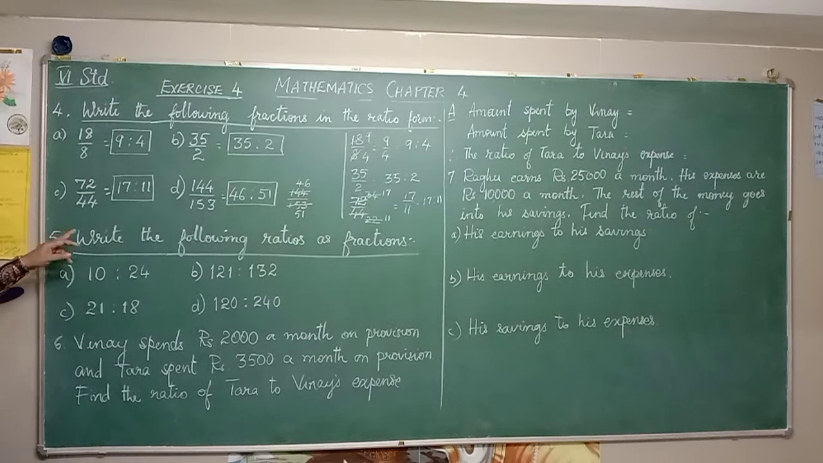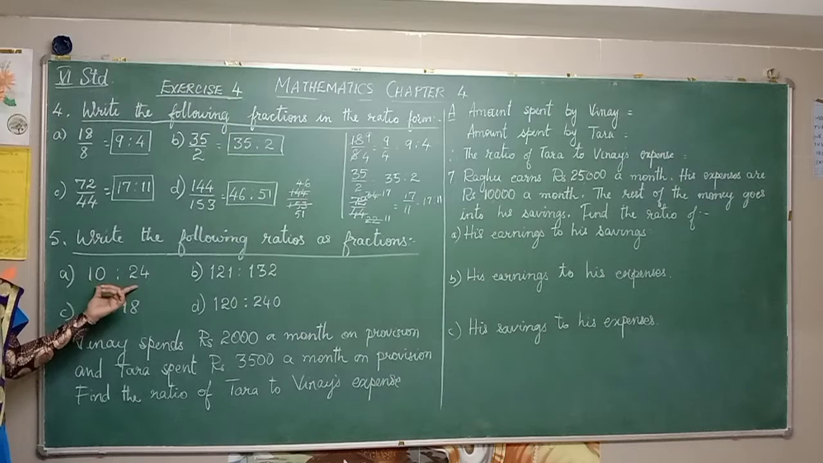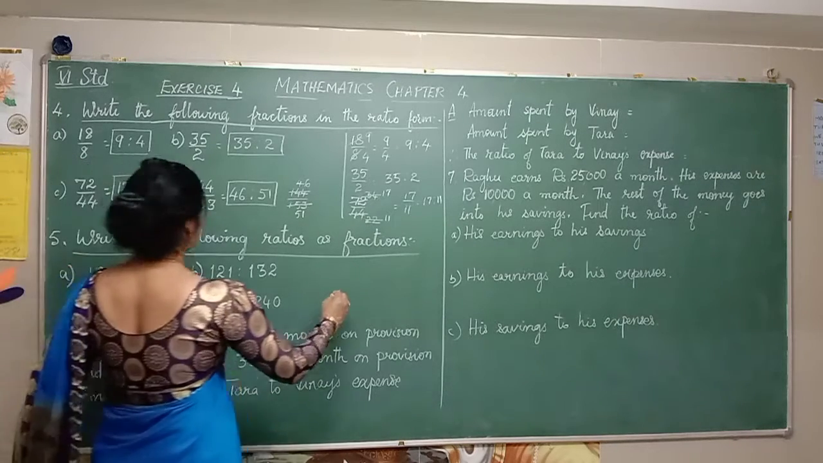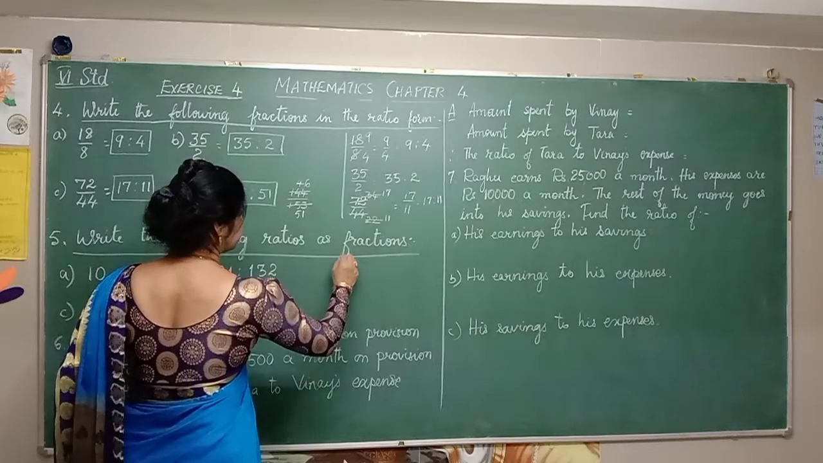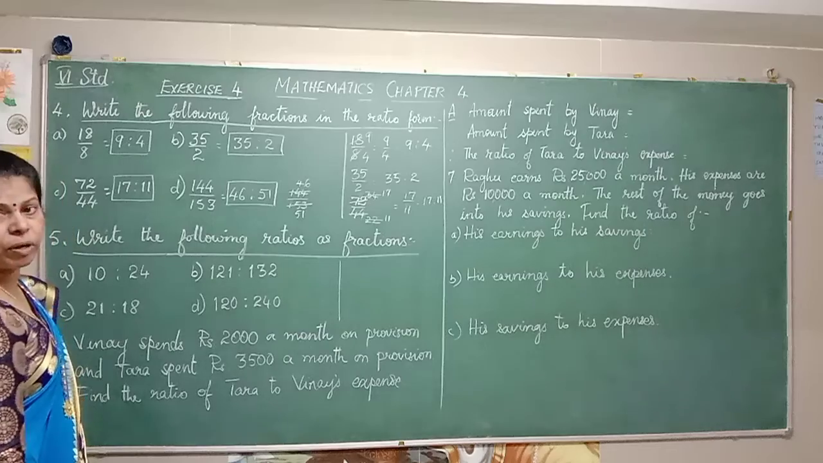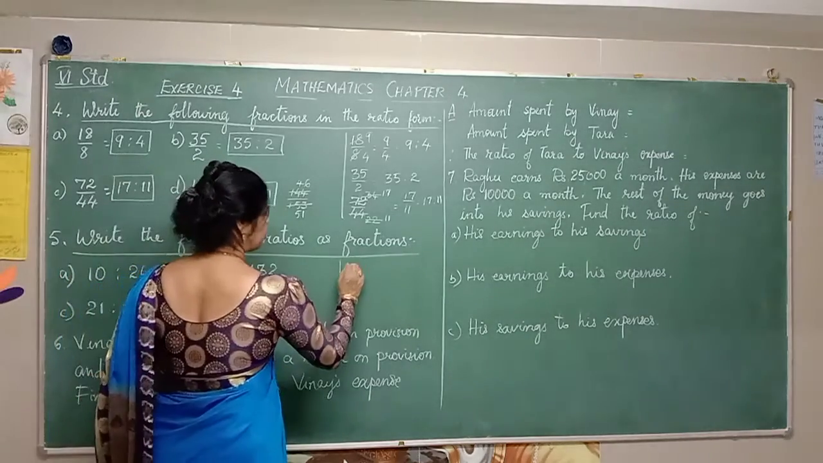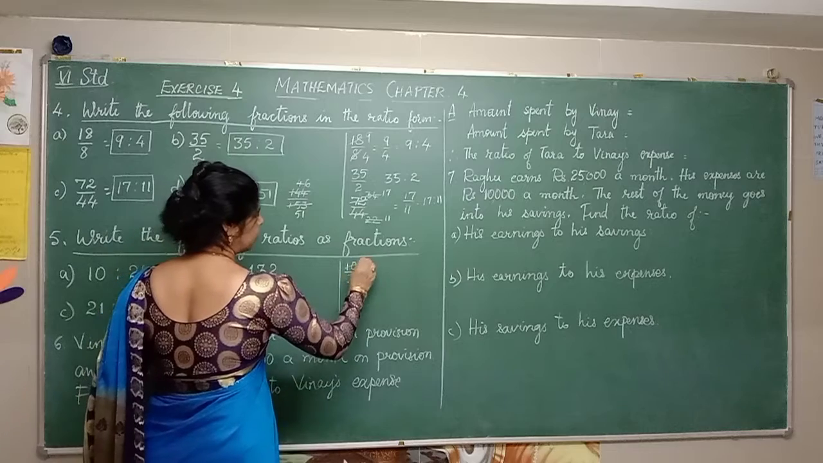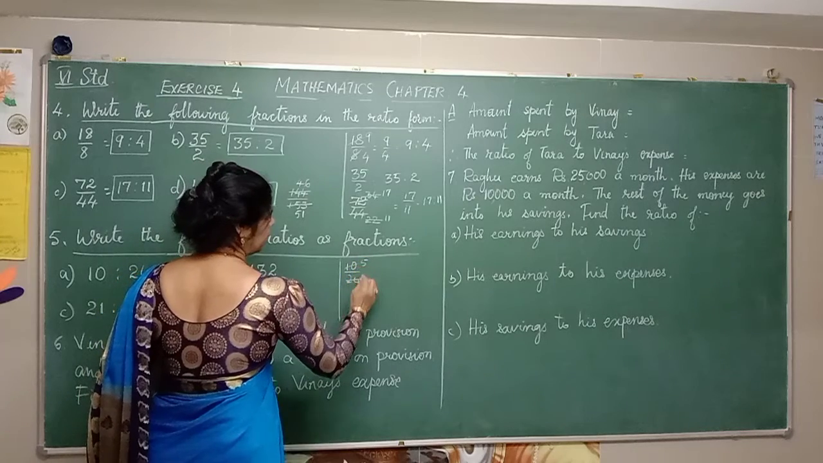Next, let us go with this. Write the following ratios as fractions. So here they have given the ratio, but I have to write it in the form of a fraction. So what to write? 10 is to 24. 10 is to 24 should be written in the form of a fraction. So 10 is to 24 is 10 by 24. So 2 5s are 10 and then 2 12s are 24.